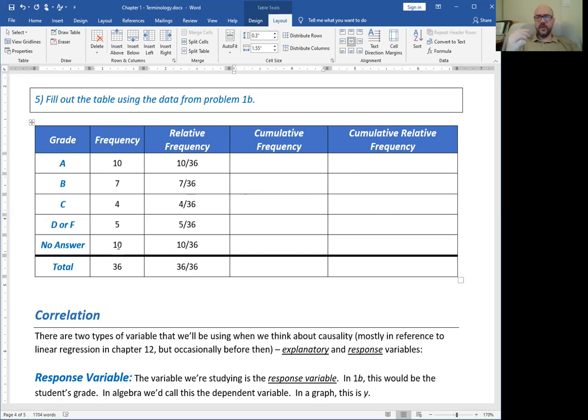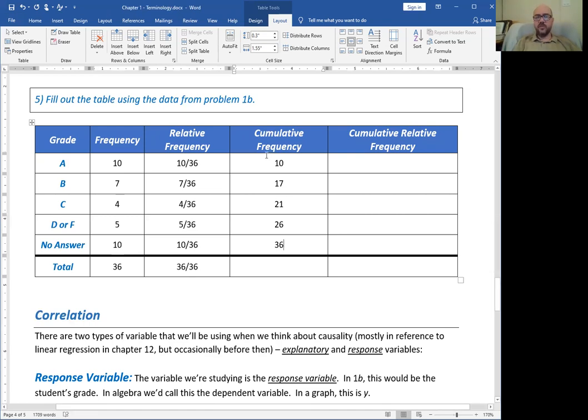Cumulative frequency is how much fall into this category or lower, I guess, or higher in the way I'm going to do it here. Basically, it means add up everything up to here. So starting here, there are 10 people with A's or better, and there are 17 people with B's or better, right? So that's the 7 people with B's plus the 10 with A's. And then there's 21 people with C's or better. That includes the C's, the B's, and the A's all added together. 26 here, and then 36 there.